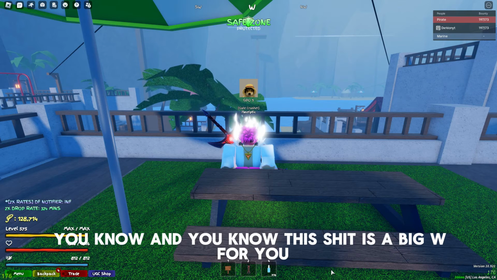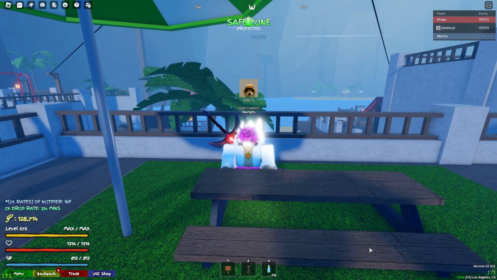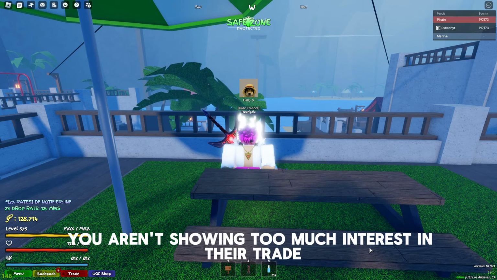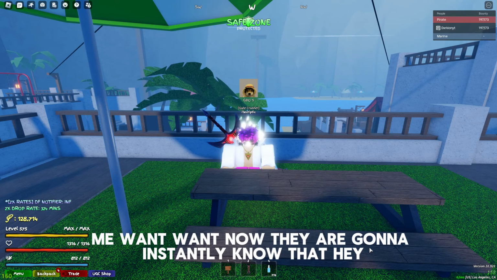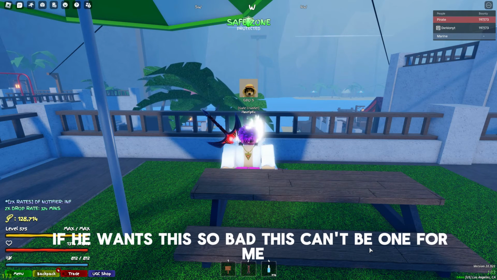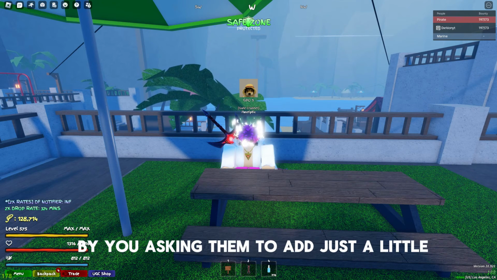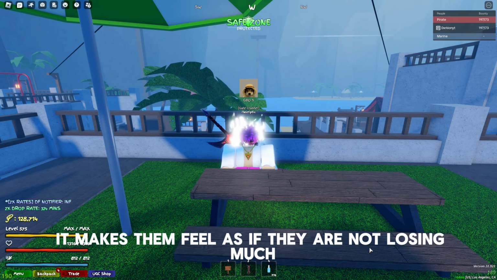And this trade is a big W for you. Always ask them to add a dark root or a stat reset essence or SP. Why? That is to, one, make sure that you aren't showing too much interest in their trade. Because if you're desperate and going, "me want now," they are going to instantly know that, hey, if he wants this so bad, this can't be a win for me. And second of all, by you asking them to add just a little, it makes them feel as if they are not losing much or it is fair.